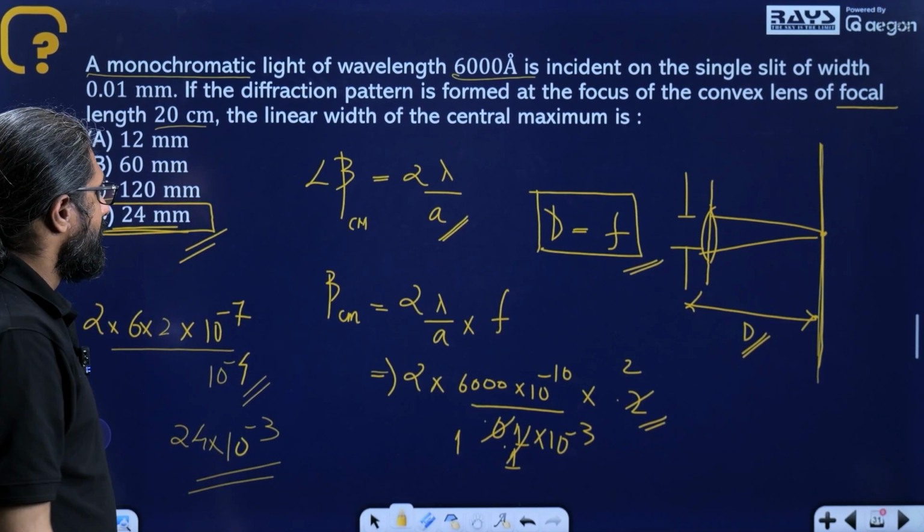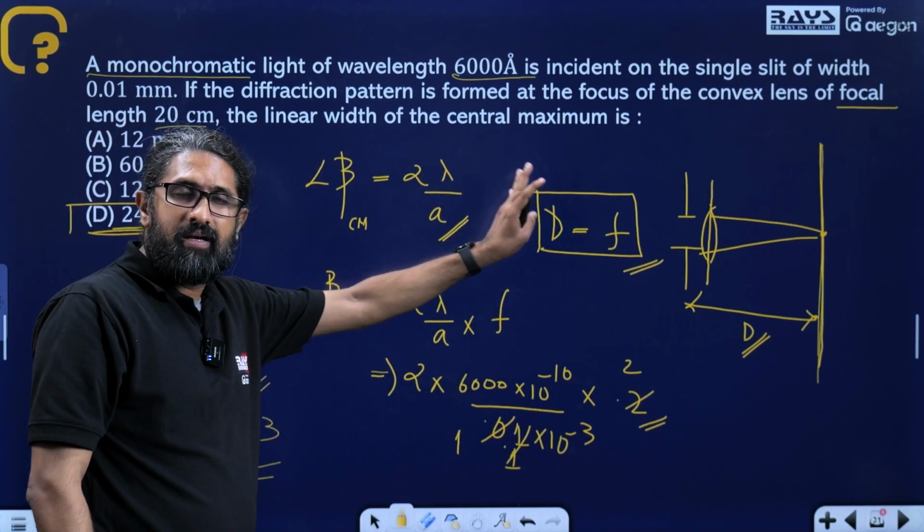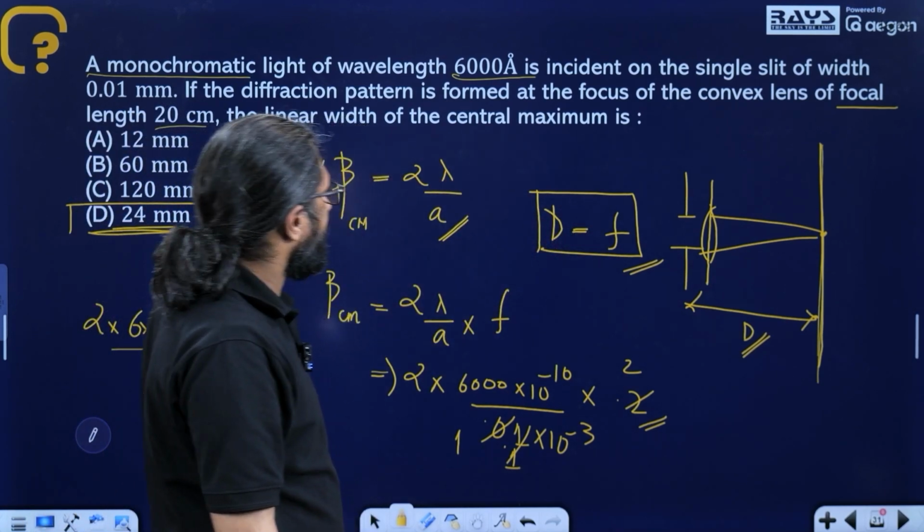That's how you solve it. It's a very simple question. The only twist here is in knowing that you can use F in terms of D.